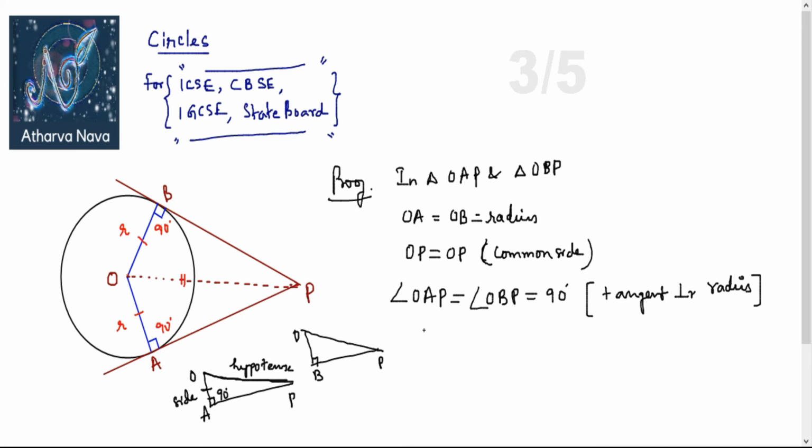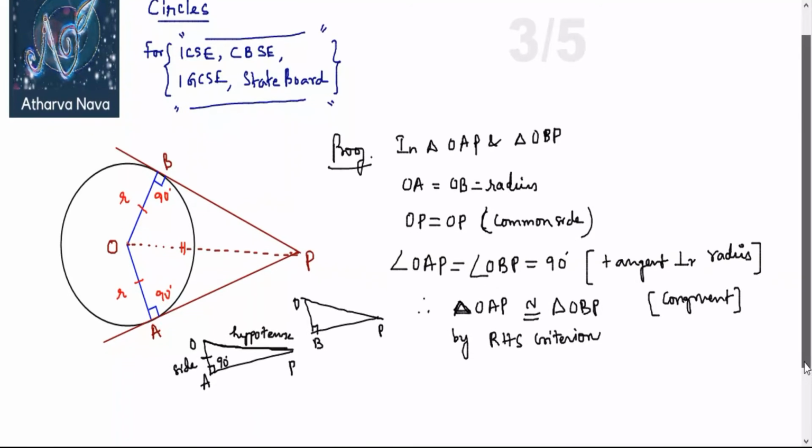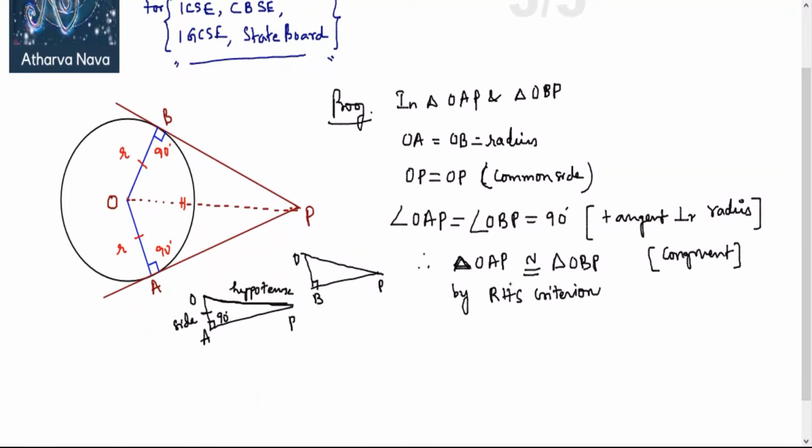So, therefore, triangle OAP is congruent to triangle OBP. You must have learned congruency in previous classes. OAP is congruent to triangle OBP by the RHS criterion. By the RHS property, you can say that both the triangles are congruent. R stands for right angle, H stands for hypotenuse, S stands for side. So by the RHS criterion, both the triangles are congruent.